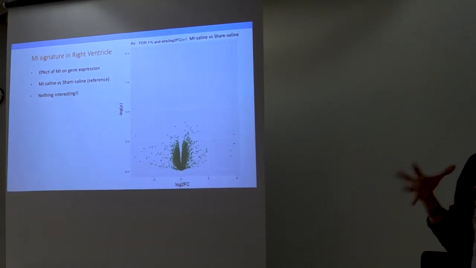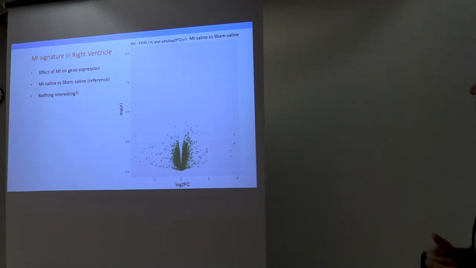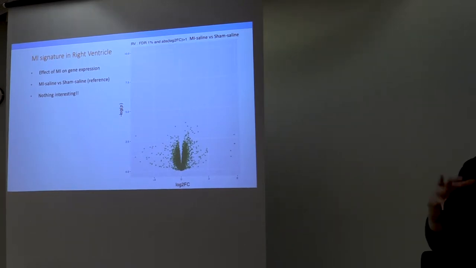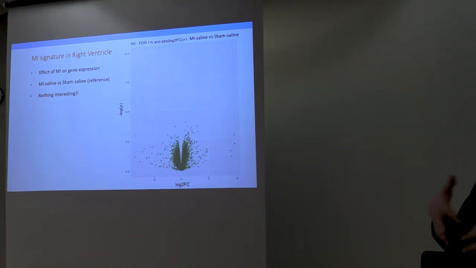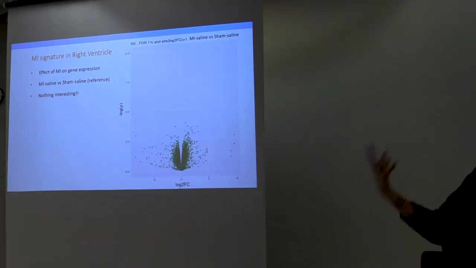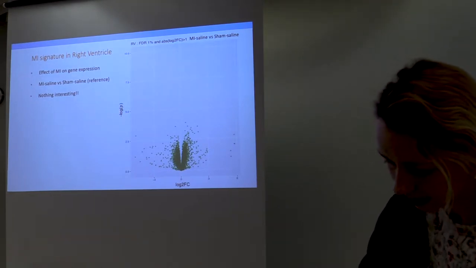If we look at the heart tissue, so the right ventricle, we see nothing. Nothing was really interesting, as you can see, there's nothing significant in terms of p-values. It's good news for us in the sense that it's possible to see nothing, but it also means that clearly what's going on is more in the lungs than in the right ventricle.